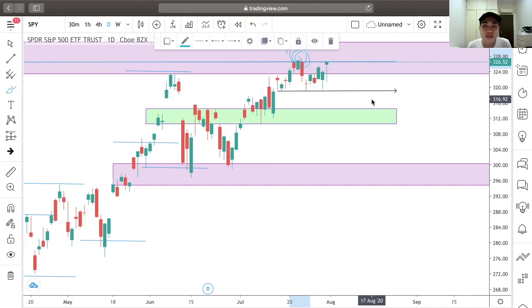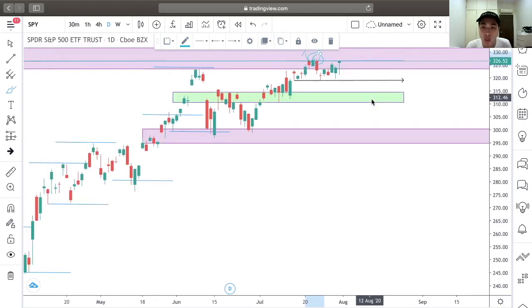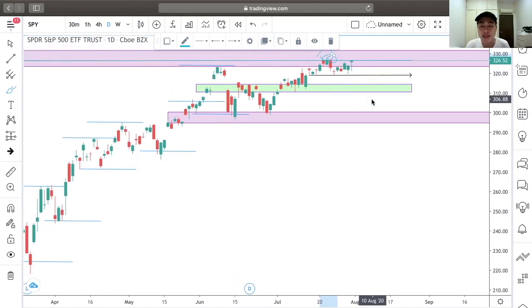So how do I see prices moving forward in the next week and the coming weeks? I believe that prices are going to face a bit of resistance and are likely to slow back the bullish momentum, right?